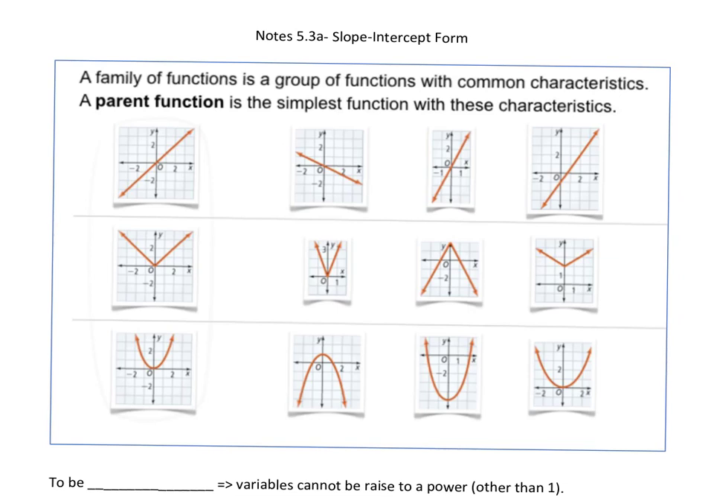A new form, a new type of line that we're going to be talking about. It's called slope-intercept form. But I just want you to see the setup of this. There are different functions, okay? And we've seen these before.